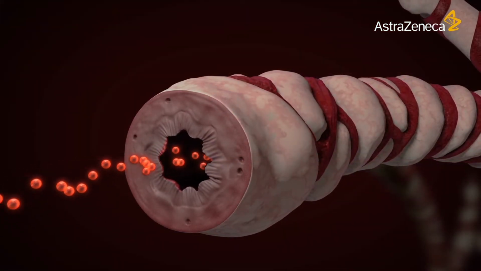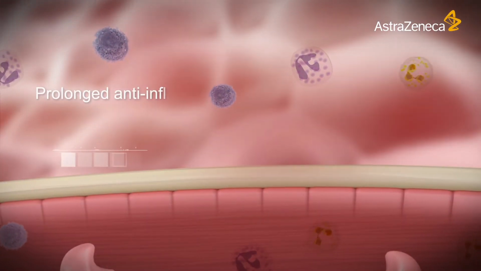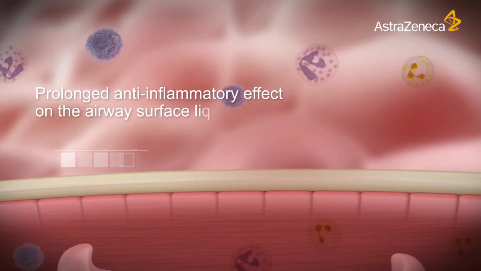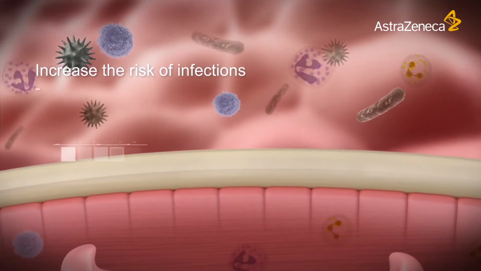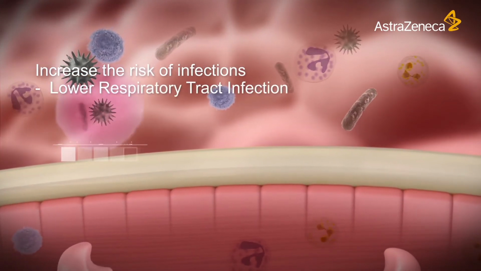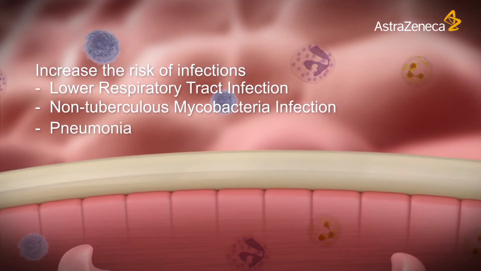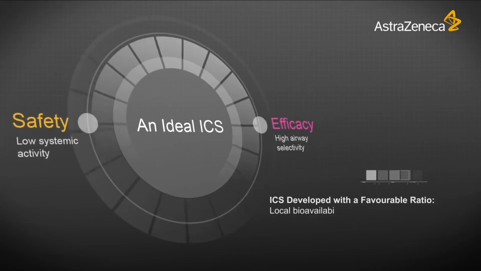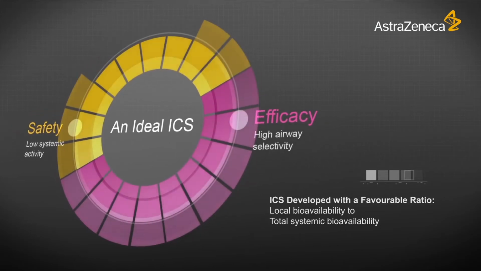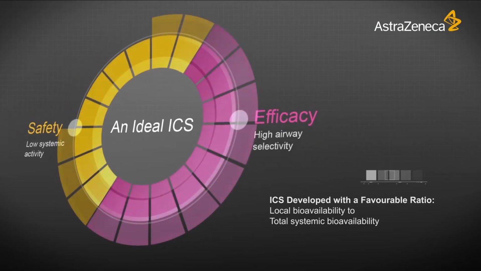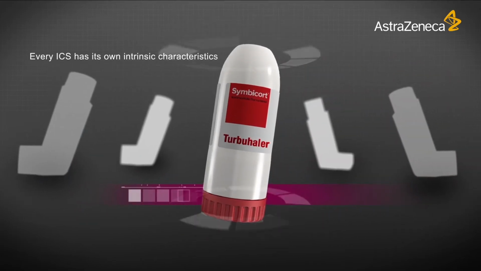However, the location where ICS exerts its anti-inflammatory effect matters. A stronger anti-inflammatory effect on the airway surface liquid can suppress the innate immune network and increase the risk of infections such as lower respiratory tract infection, non-tuberculous mycobacterial infection, and pneumonia. Ideal ICS should provide patients with the right balance between efficacy and safety. Different ICS have different safety and efficacy outcomes and how they affect the immune system.